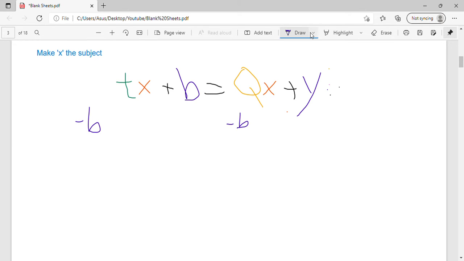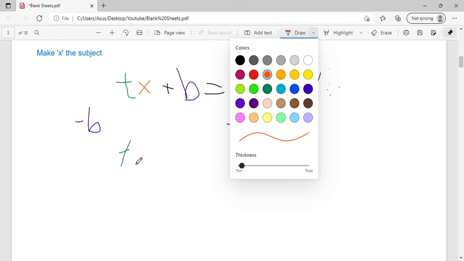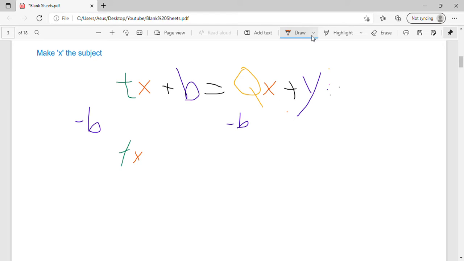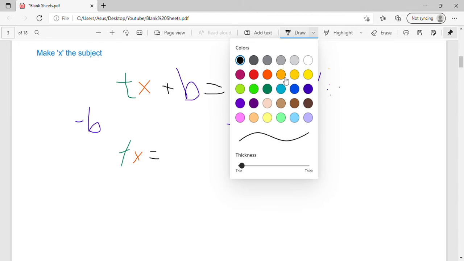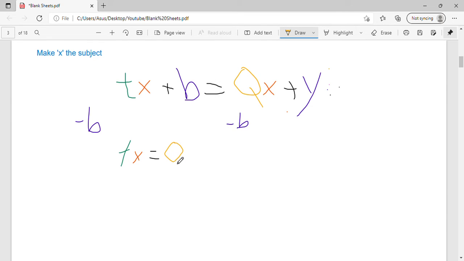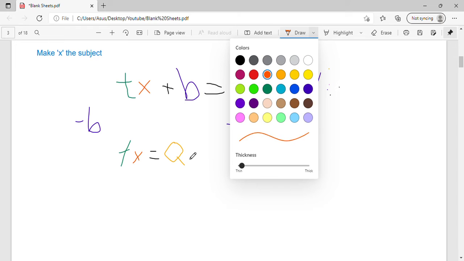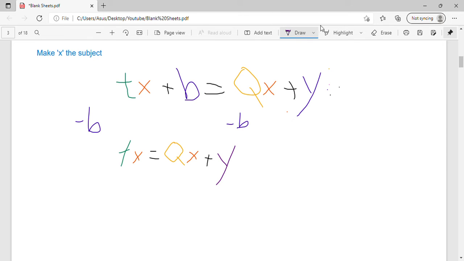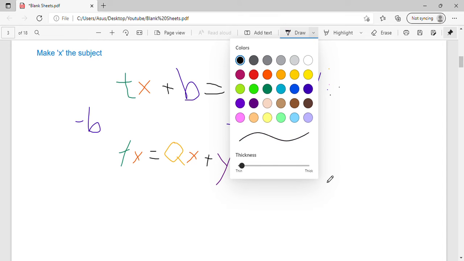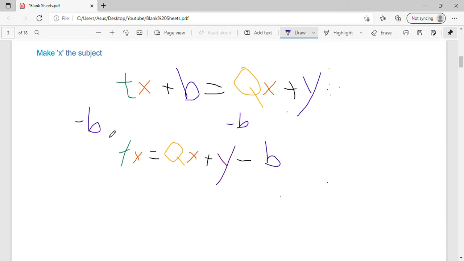And that's going to give me tx on its own, which is good, equals qx plus y minus b. Okay, so we've got tx on its own.